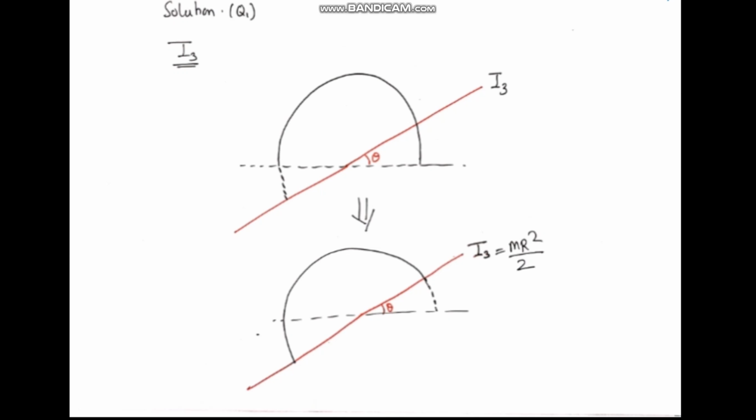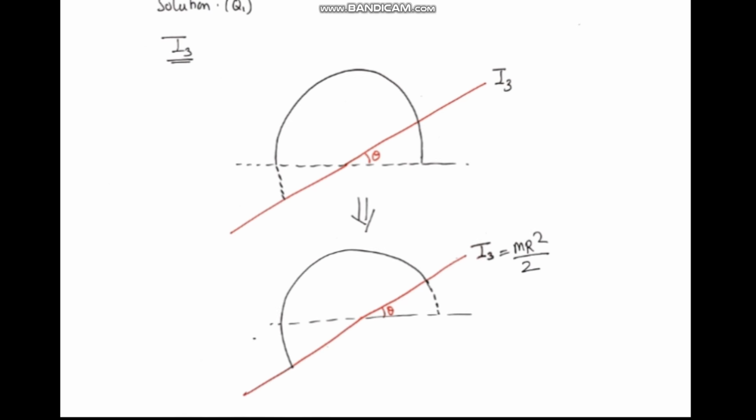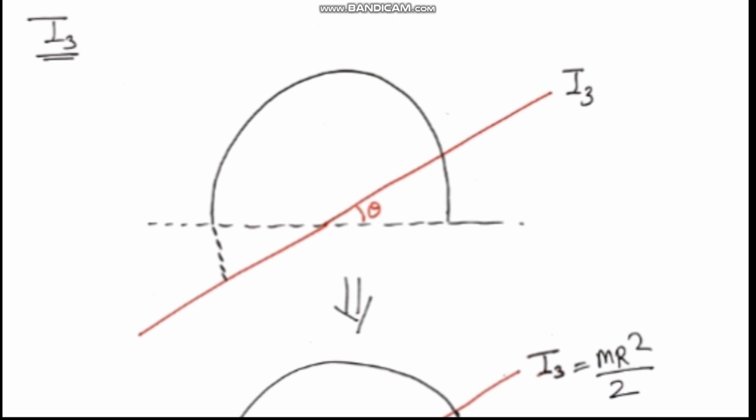Now we talk about the third part. This is the ring, this part, and this is the axis given to us. We want to find the moment of inertia. We have a simple trick over here. If you see this much part of the ring, if I remove this part and place it here, the moment of inertia will not be affected.